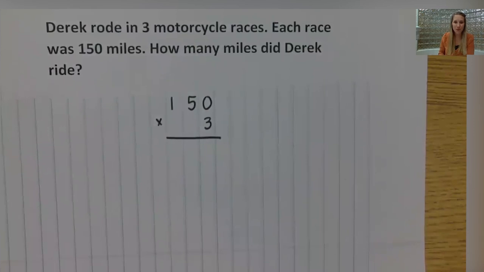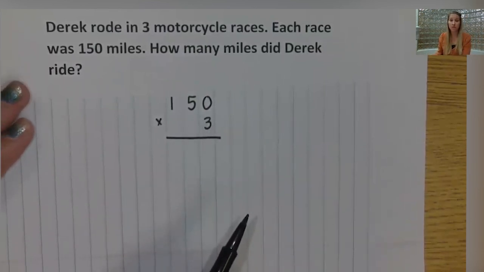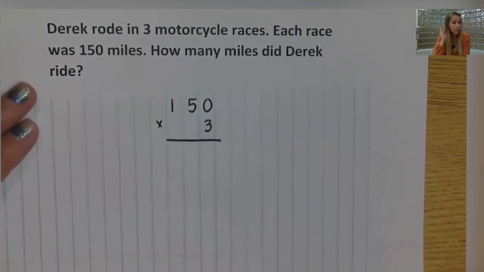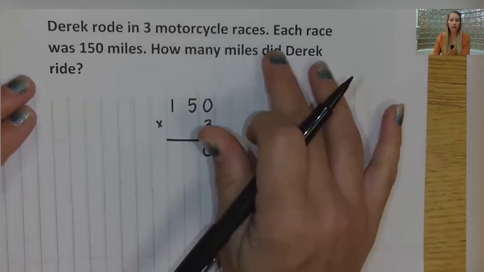How did you do? Great. Follow along with me as we walk through it. Did you multiply the 3 times the 0 first because the 0 is in the ones place? Excellent. 3 times 0 is 0. That's great. So I put a 0 in the ones place.